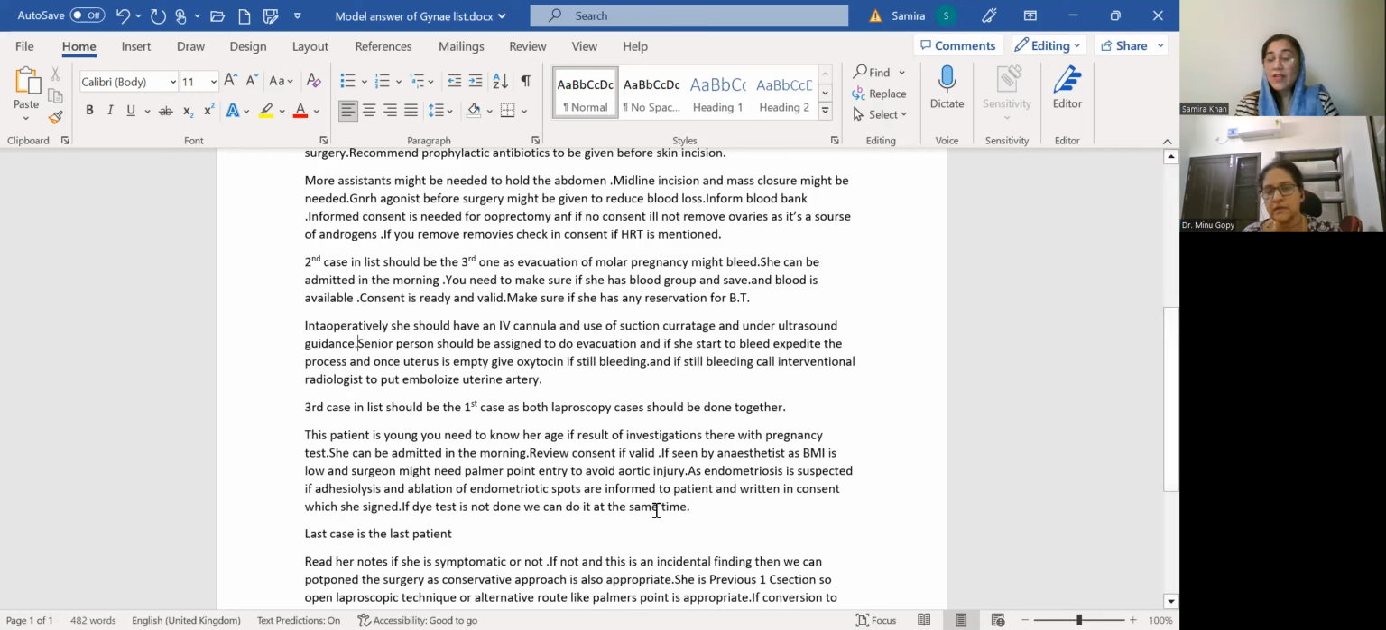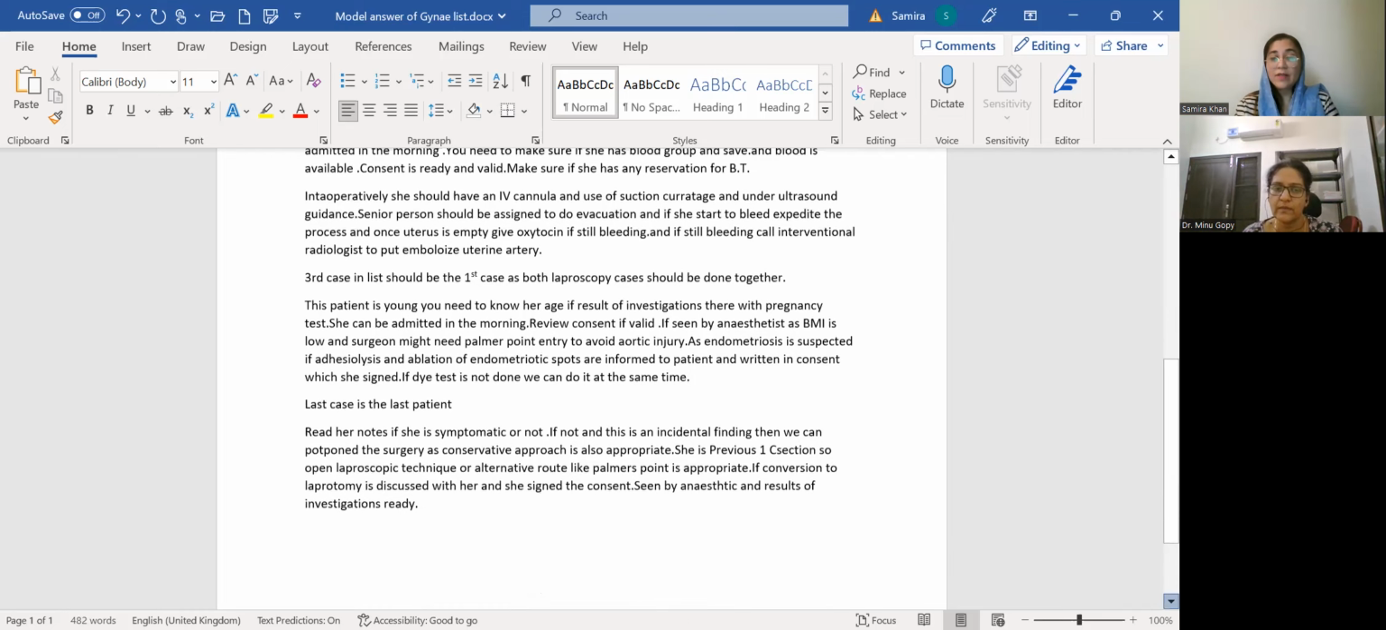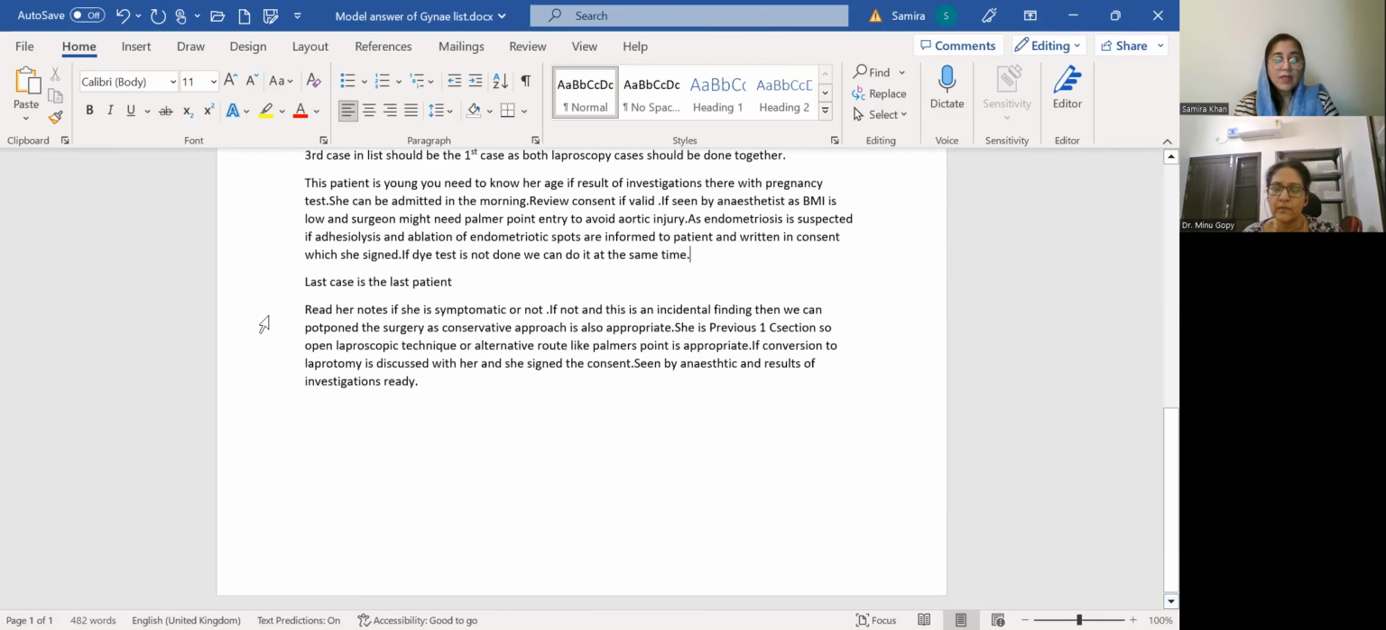Dye test, mention about dye test and tell her that we might need to do a dye test. Actually, we will do a dye test. So together in the consent form needs to be written. The last patient, you want to make sure if she's symptomatic or not, or if this is an incidental finding, this ovarian cyst, or if we can postpone the surgery for her. She has a previous one, so open technique is good for her, or even open technique is appropriate. Conversion to laparotomy: for all laparoscopy patients, you need to see whether conversion to laparotomy is discussed with her in the consent or not.